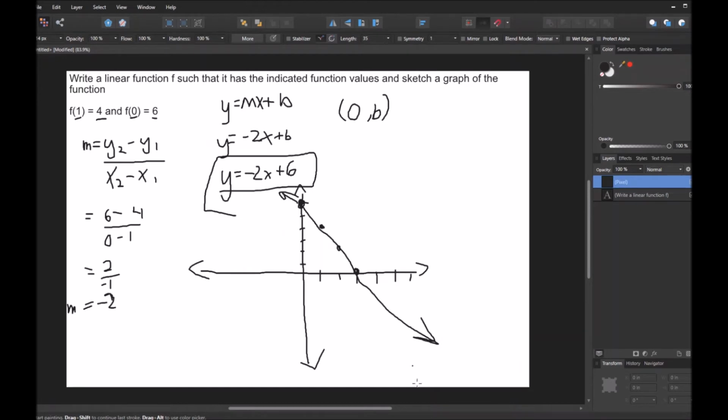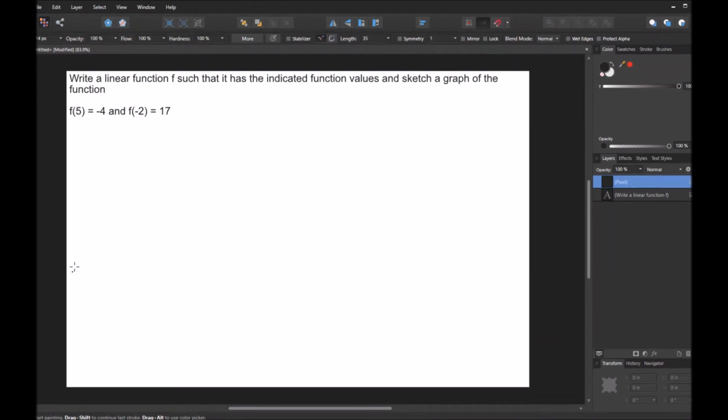But that's how you do that one. Alright, so in this next question we're asked to do the same thing, except now we're given f of 5 equals negative 4 and f of negative 2 equals 17. So I want you to pause this video, try it on your own, and then come back to it when you think you have the right answer. So assuming you paused the video and tried it on your own, let's see how you did.